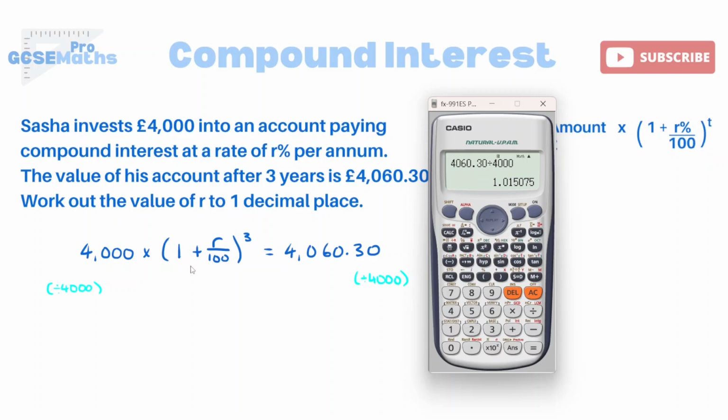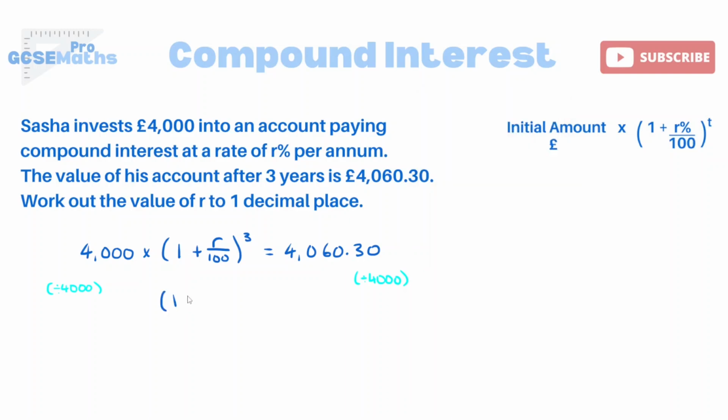So I'm obviously left on my left hand side with just this bracket with the power of 3. So I get 1 plus r over 100 cubed still, because I've cancelled out this 4,000, equals all of this decimal. Okay, the next thing I need to do is cube root. The opposite of cubing is cube rooting. So I need to cube root both sides of my equation so that I can open up those brackets.